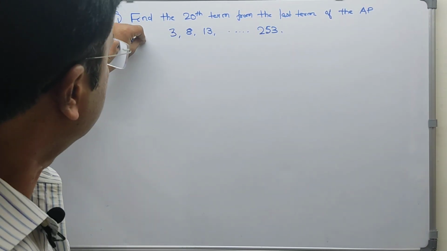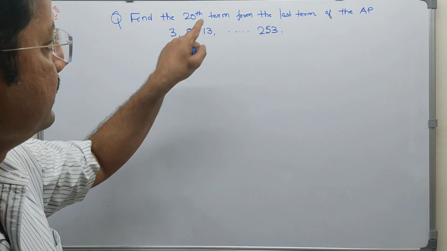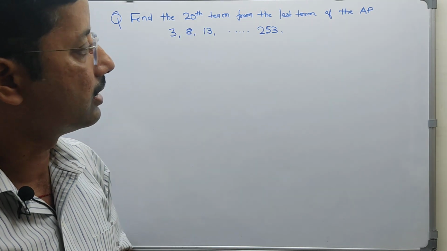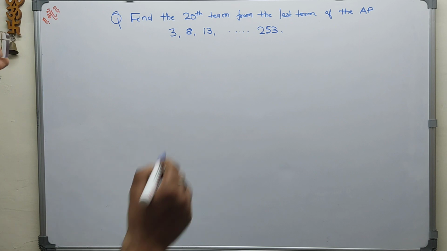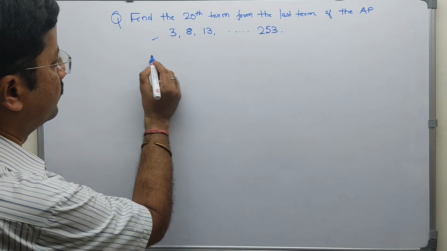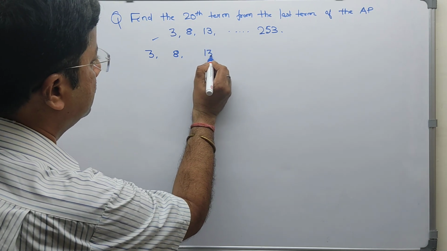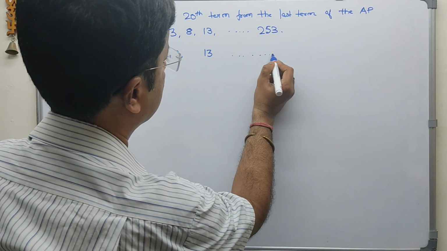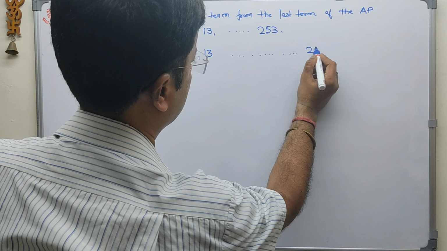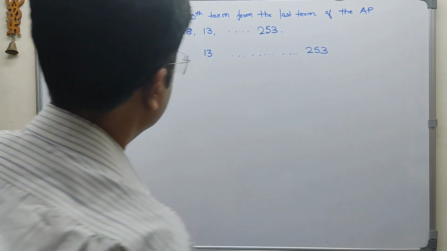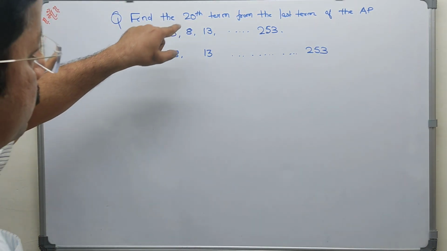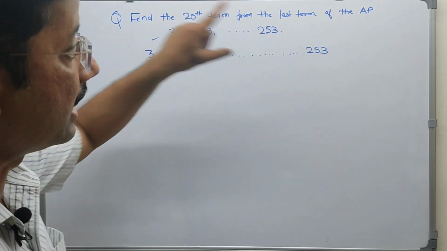Now there is one question in arithmetic progression. Find the 28th term from the last term of the AP. Now what does this mean? The AP is given here: 3, 8, 13, dot dot dot, 253. We have to find out the 28th term from the last term.